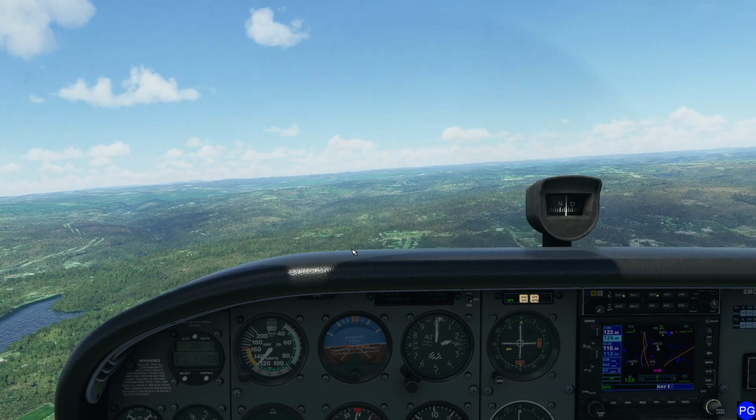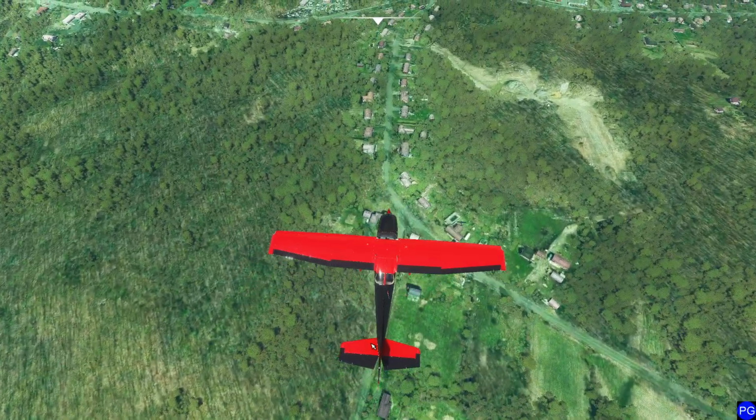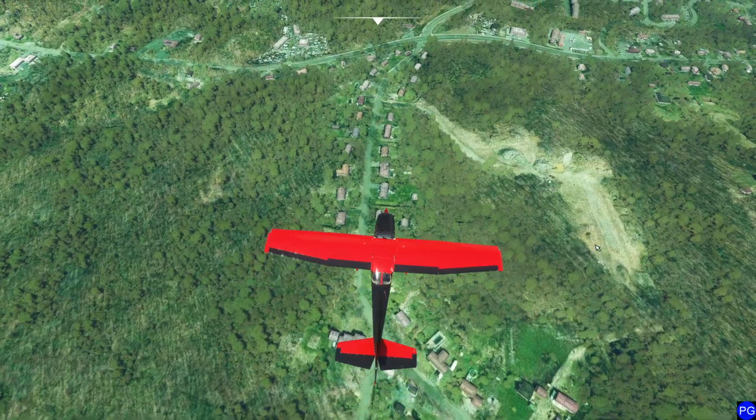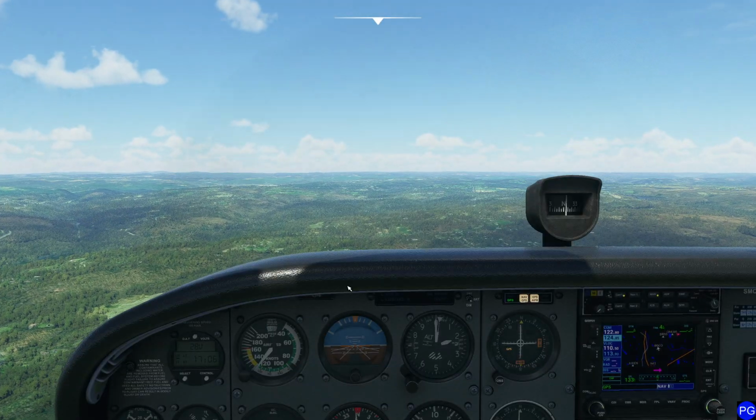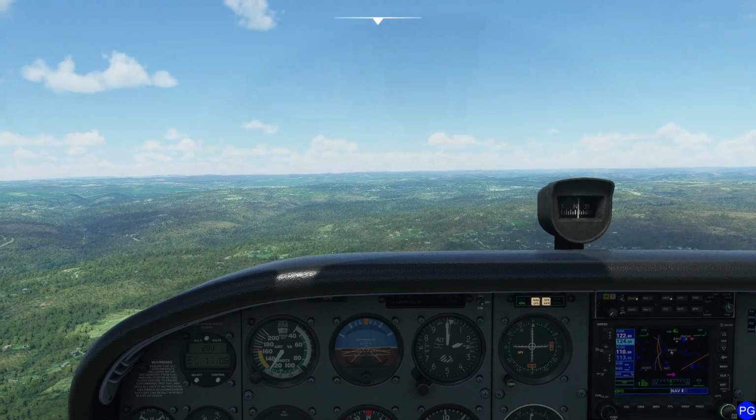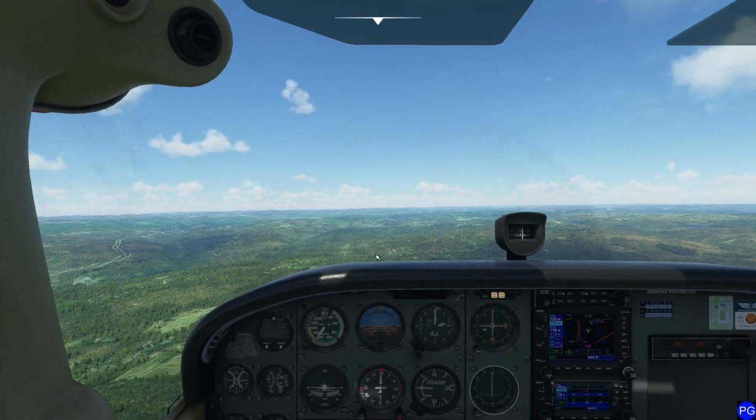Now notice, now that I'm in a new direction, we'll go take a look at Microsoft mode. Look at how badly I'm being pushed to the right here. This is a significant crosswind. So now we're going to use the same technique and go ahead and fix it. So I'm going to look directly out the center of the plane. Now let's go ahead and pick a point right here.